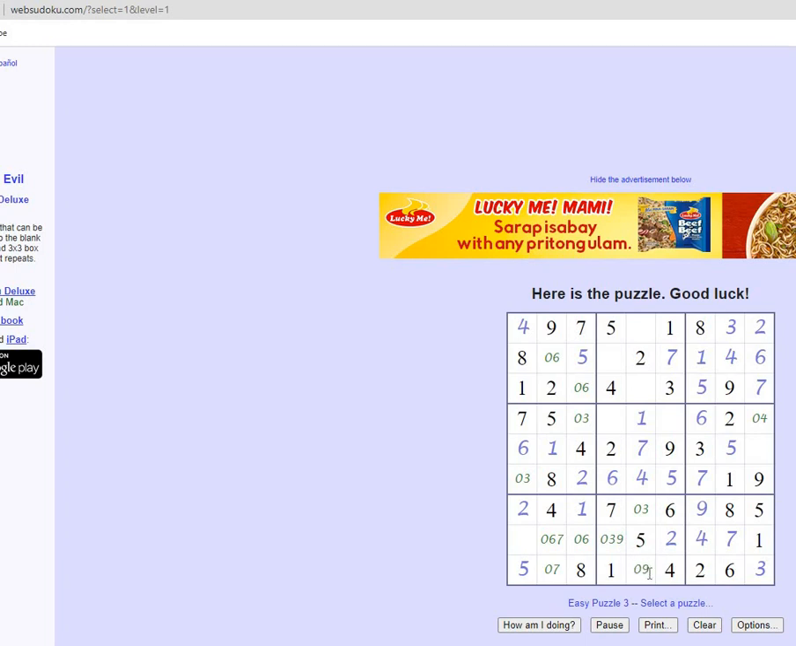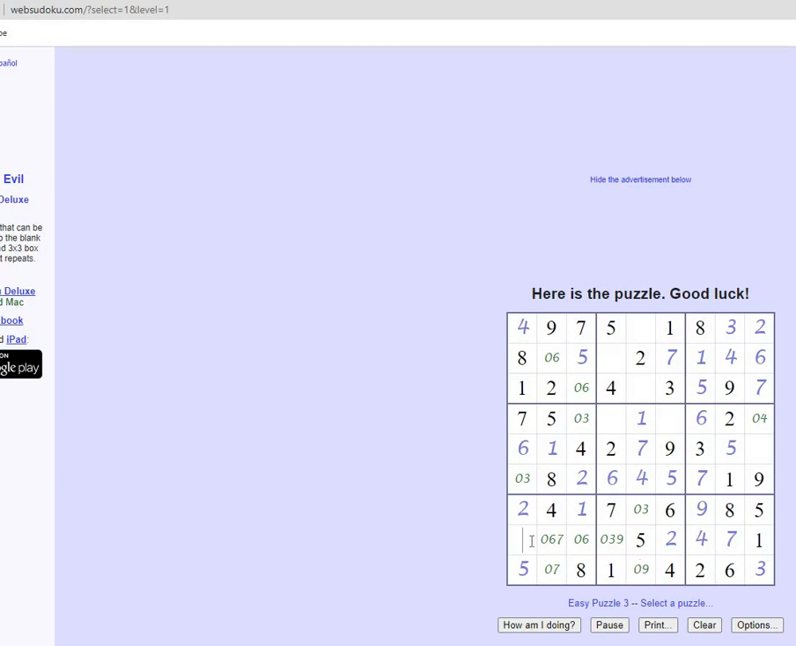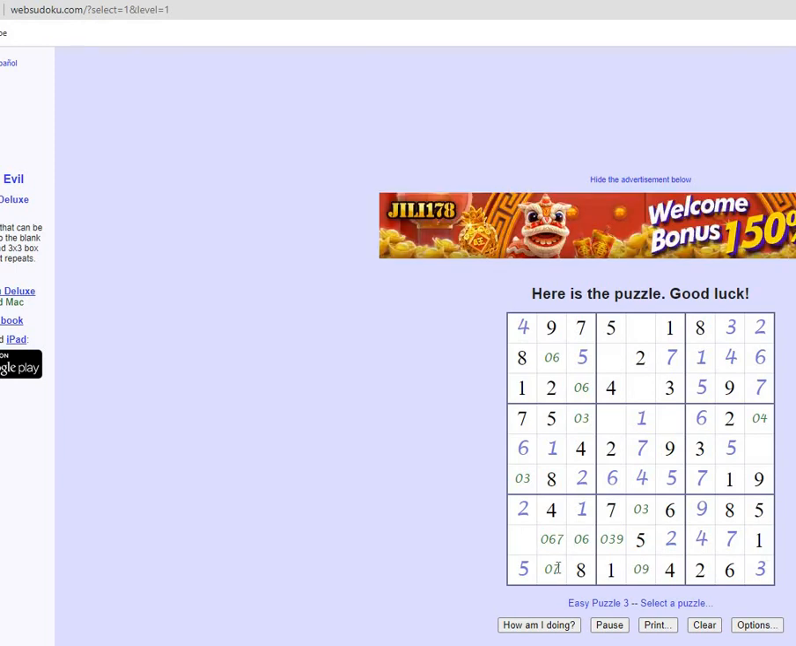Okay, so in this box, there are 3 possible locations of 9. So we leave it as is first. Okay, so we're done with 7. 7 is here. So you can delete this already. So if 7 is there, you cannot put 7 in any of these boxes. So you can put 7 here.